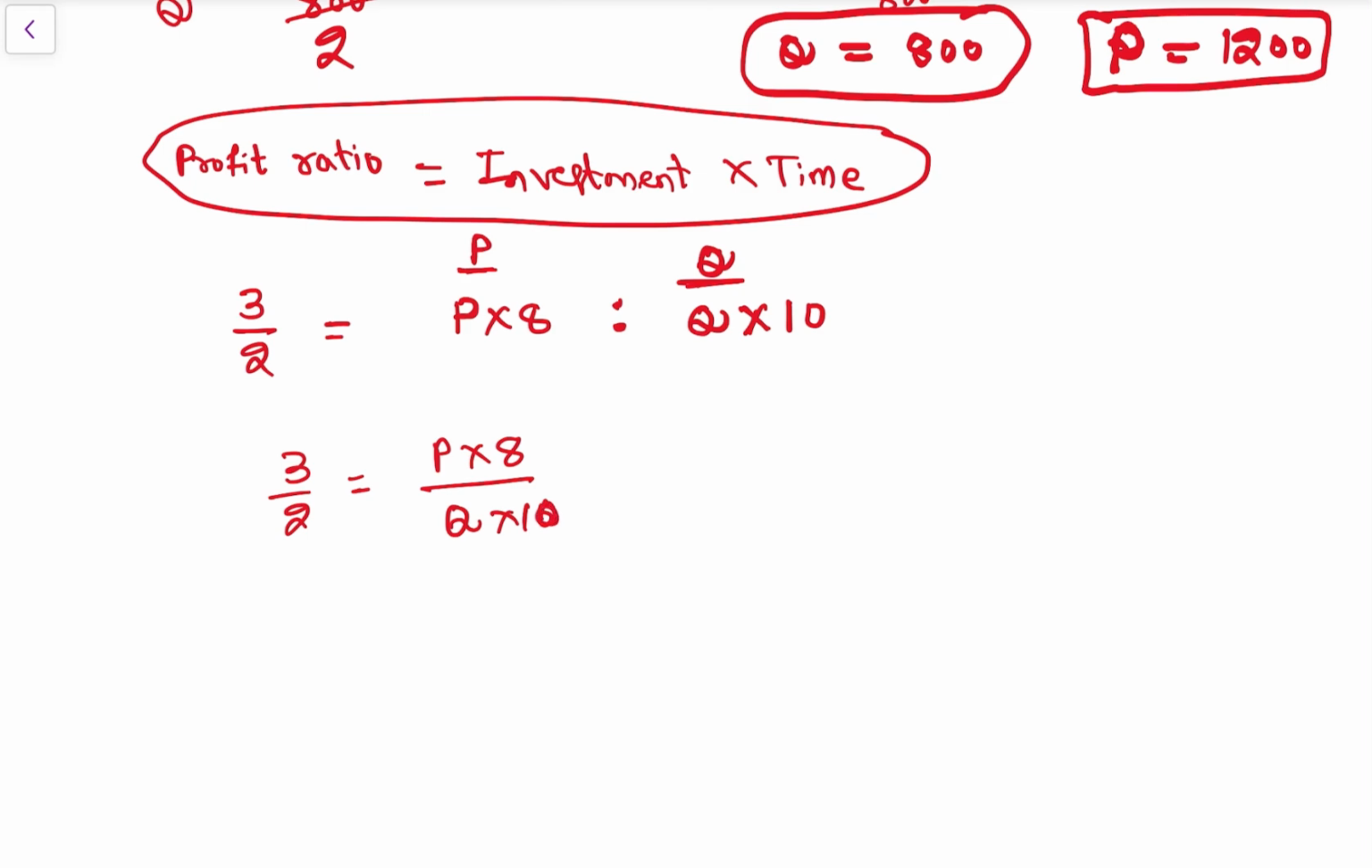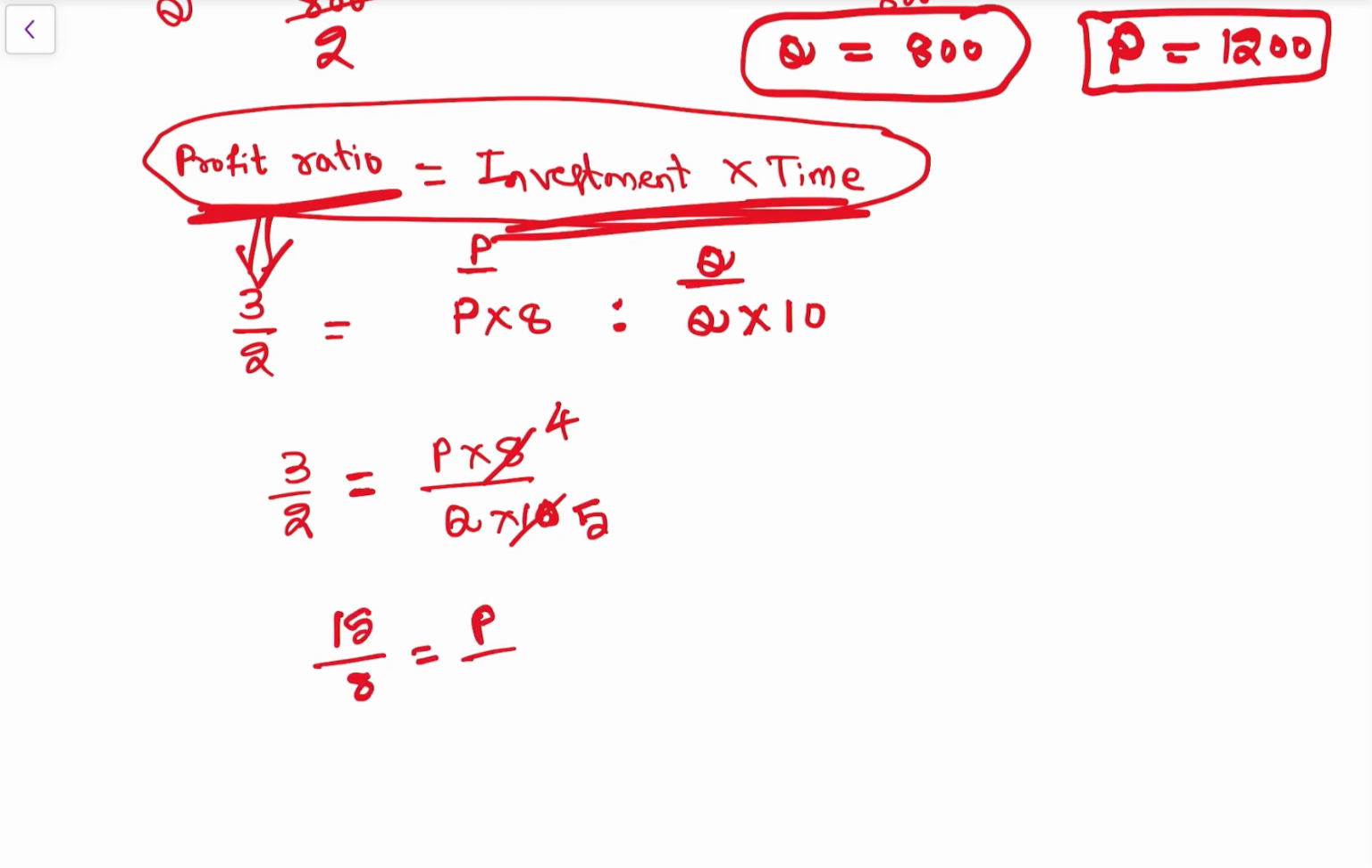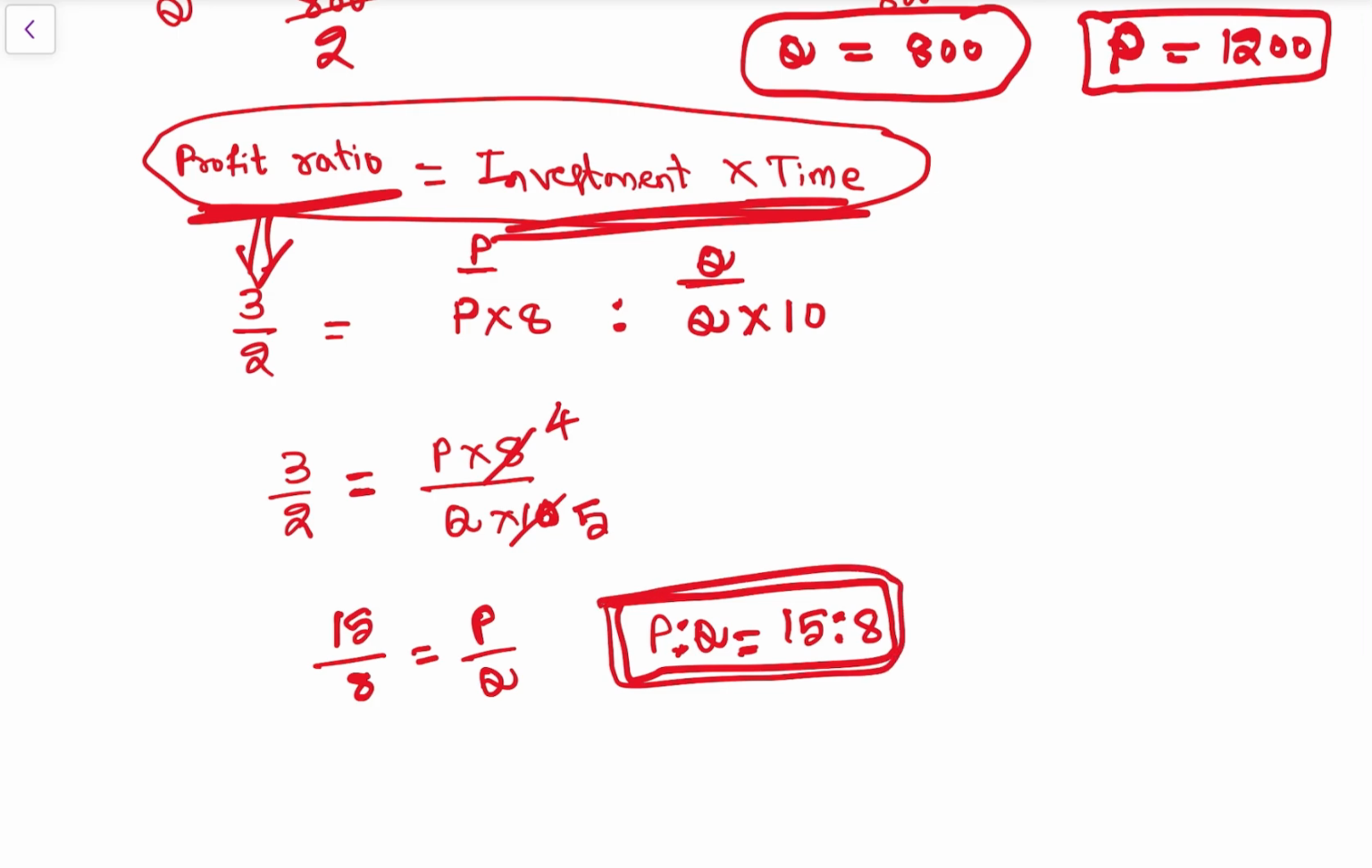So like this we have equated the profit ratio we got with the given profit ratio. Now 2 fours are 8 and 5 twos are 10. So it is 15 by 8 is equal to P by Q. So P is to Q ratio is 15 is to 8. So this is the ratio.